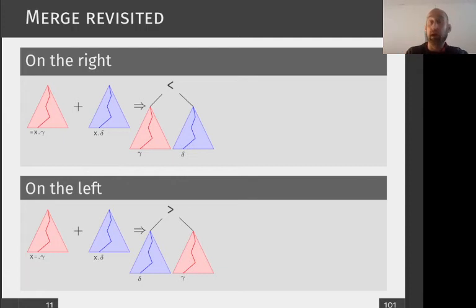So red guy wants an x, blue guy is an x. You can put them together. This time the blue guy goes on the left because the red guy wanted his x on the left. Simple. Okay.